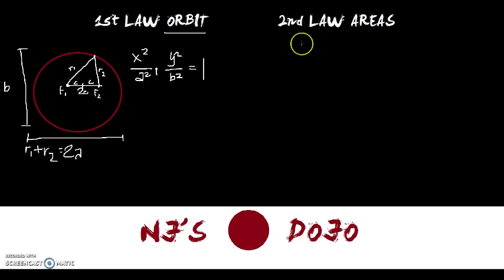So another law deals with areas. Now areas is what comprises Kepler's second law, because he states that a straight line connecting the center of the sun and the center of any planet sweeps out an equal area in any given time interval. So for example, we have a circle.